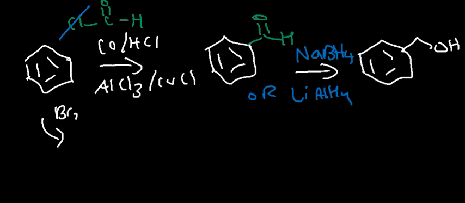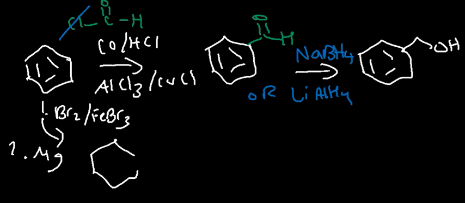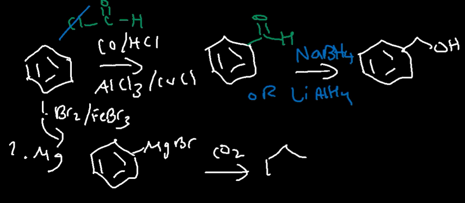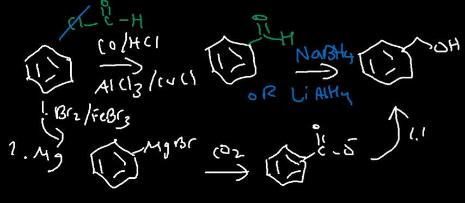Another way is you can add bromine with FeBr3. That's going to create bromobenzene, and then followed by magnesium, so you can create a Grignard reagent. Once you have your Grignard reagent, you can use carbon dioxide, which will turn it into a benzoate group. And then you can reduce it using lithium aluminum hydride, which can reduce carboxylic acids into alcohols, and then followed by protonation. Or you can call it aqueous workup.